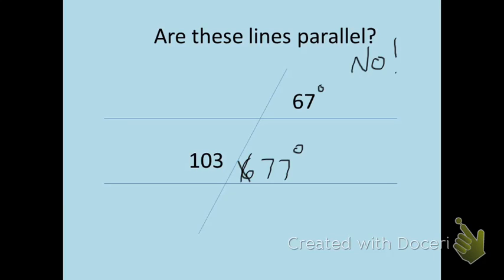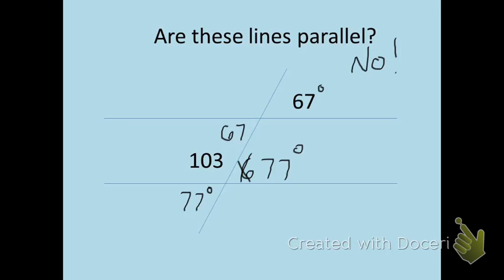Alright, you could have also said that this angle right here is 67, so since consecutive interior angles are not supplementary, that's another reason why they're not parallel. You could have said that this angle right here is 77 degrees, so alternate exterior angles are not congruent.